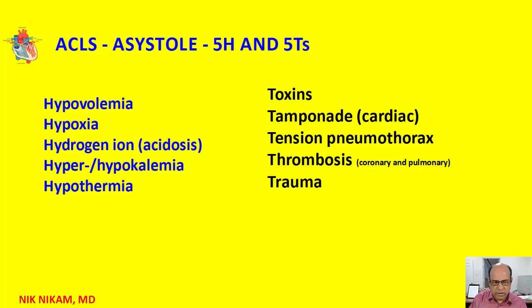As I mentioned to you earlier, we need to look at the 5 H's representing hypovolemia, hypoxia, hydrogen ion excess or acidosis, hyper or hypokalemia, or hypothermia. On the other side, we have to look at the 5 T's like here, namely toxins, tamponade, tension pneumothorax, thrombosis, and trauma, which I mentioned earlier. The thrombosis can be in the coronary arteries or it could be a massive pulmonary embolus.